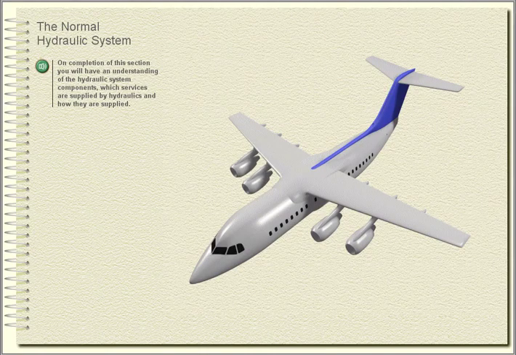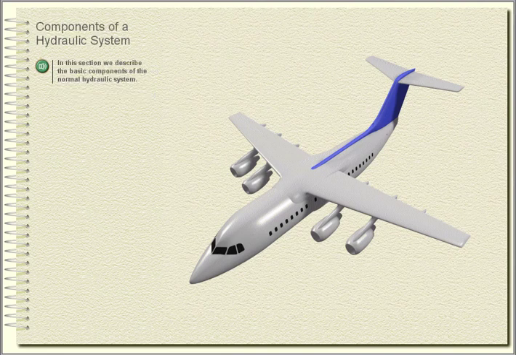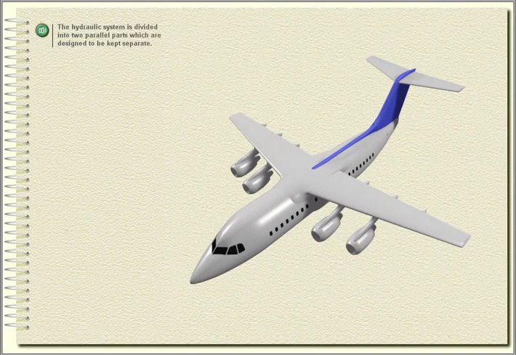The normal hydraulic system. On completion of this section, you will have an understanding of the hydraulic system components, which services are supplied by hydraulics, and how they are supplied. Components of a hydraulic system. In this section, we describe the basic components of the normal hydraulic system. The hydraulic system is divided into two parallel parts, which are designed to be kept separate.